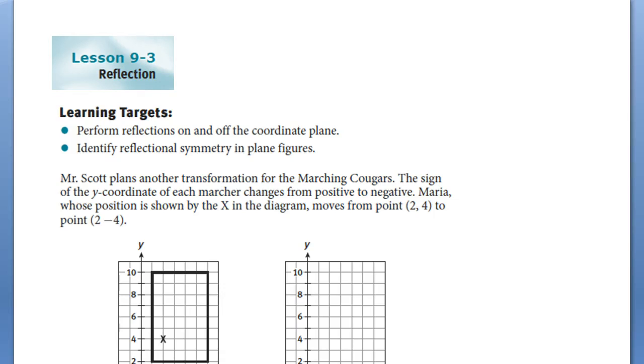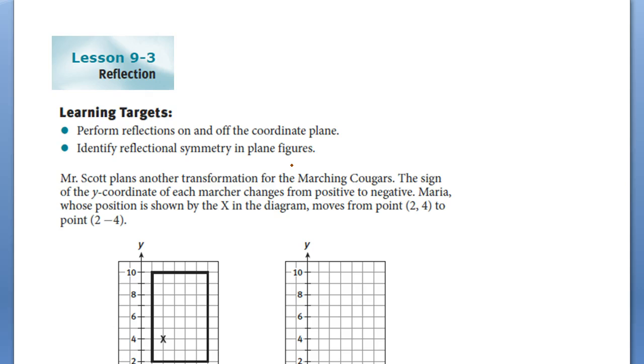This video is for lesson 9-3, reflections. Learning goals are to perform reflections on a coordinate plane and without a coordinate plane, and to identify reflectional symmetry in flat figures. Mr. Scott plans another transformation for that marching band.